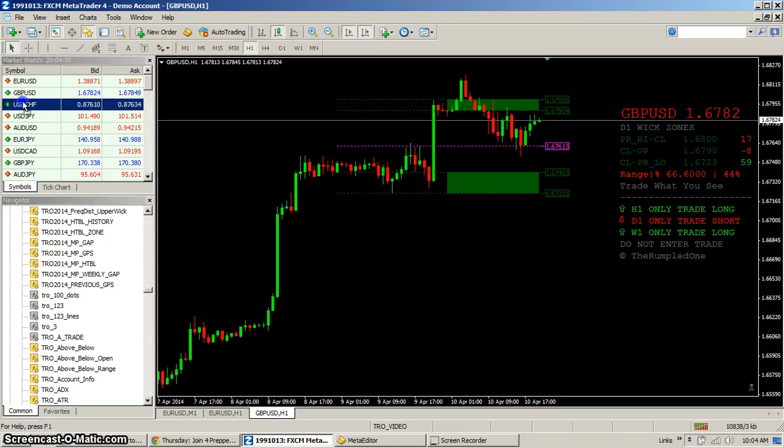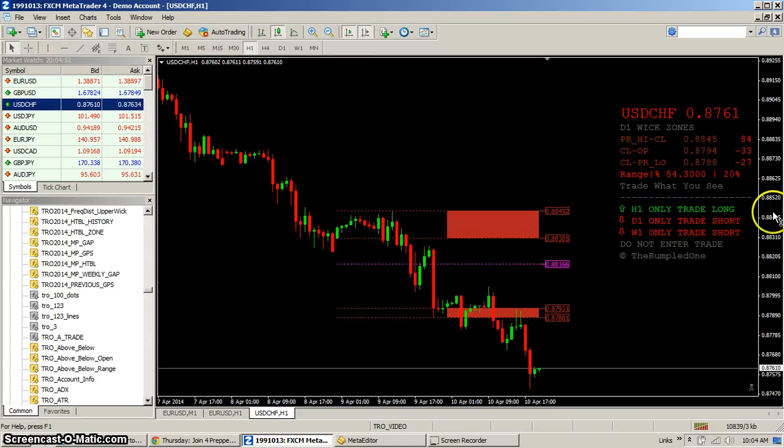Let's pick out another pair. Here we go. The US dollar, Swiss franc. Once again, you can see here, it went through the zone, profit. Went up through the zone, profit. Down through the zone, profit. Here, it didn't exit, but when it came back down, profit. Simple trade, profitable trade.